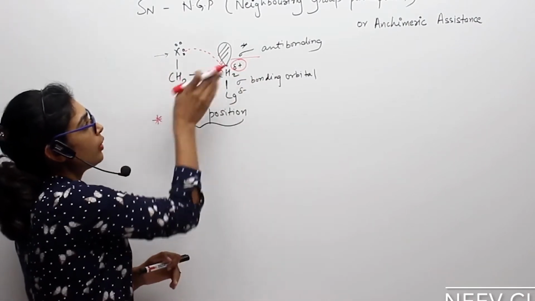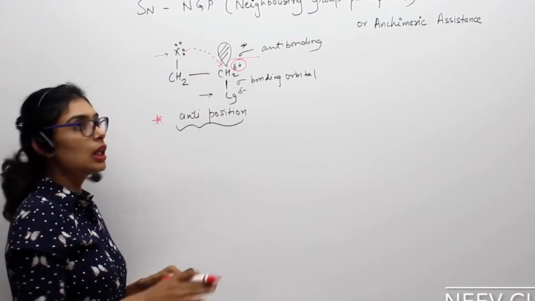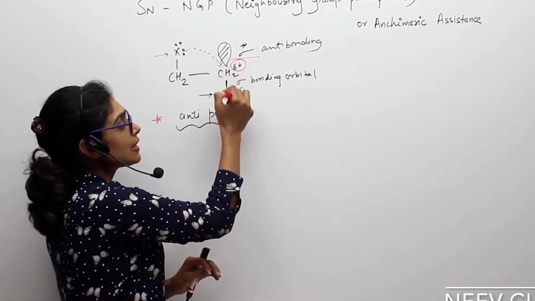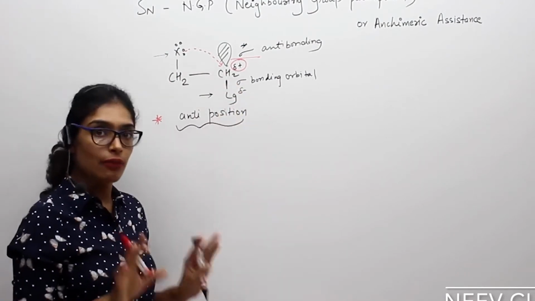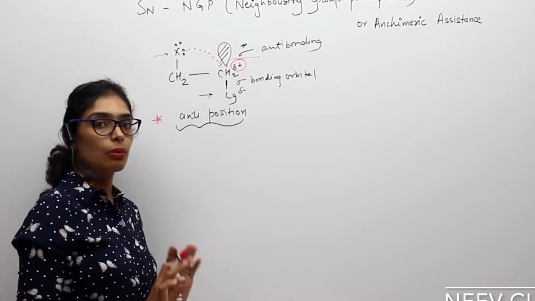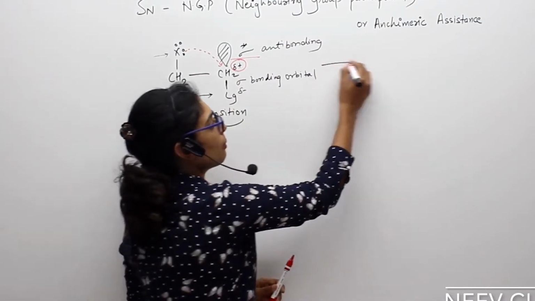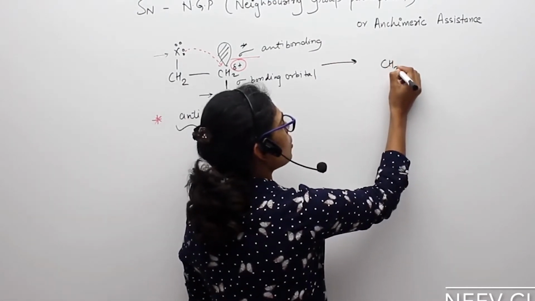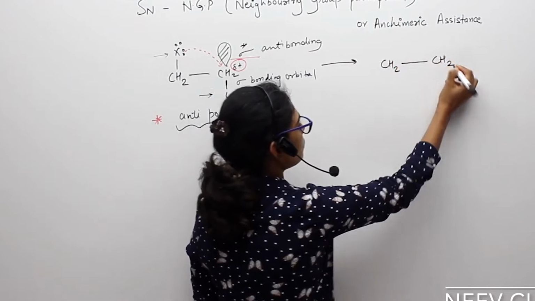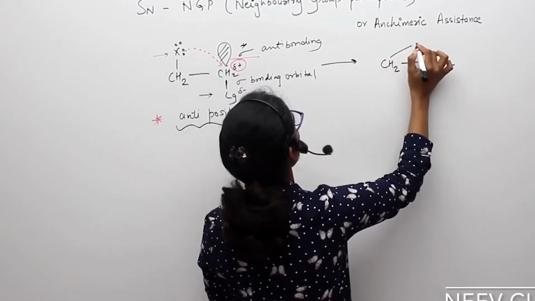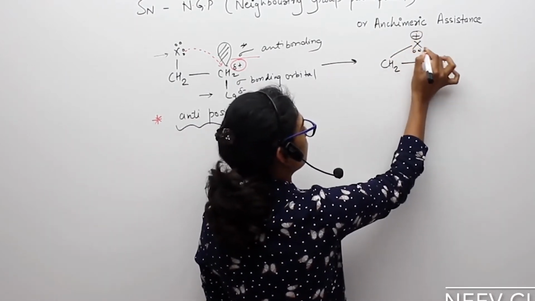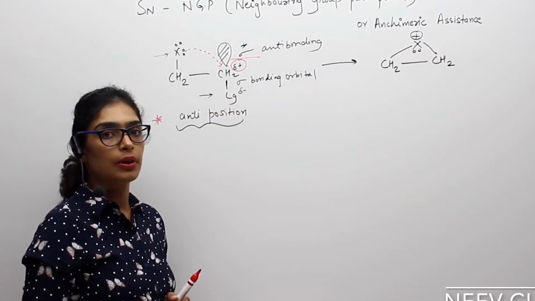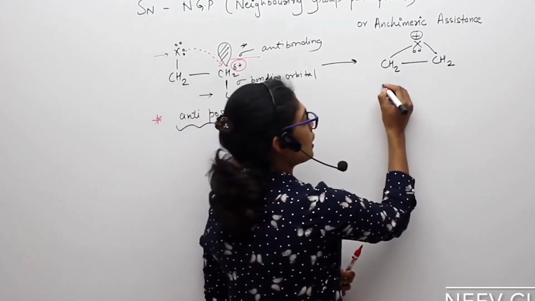So when it tries to make a bond with the sigma anti-bonding orbital, the more the bond formation proceeds, the existing bond will become weaker, weaker and weaker, and eventually the bond between carbon and leaving group will break. Hence, the formation of a non-classical carbocation will take place. We have already discussed what a non-classical carbocation is in GOC. So a structure like this will be formed. This is an intermediate state, called a non-classical carbocation.